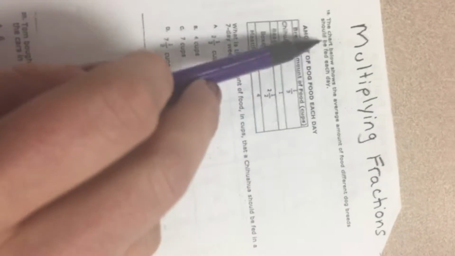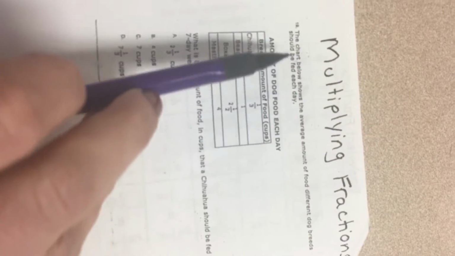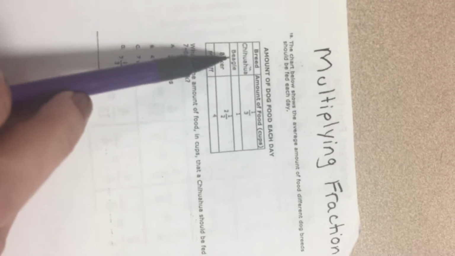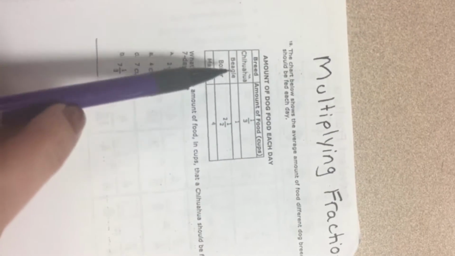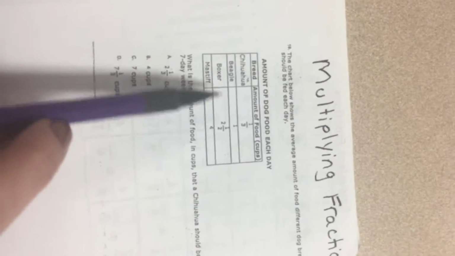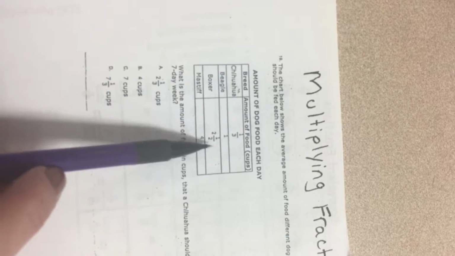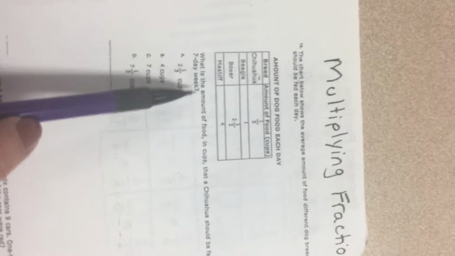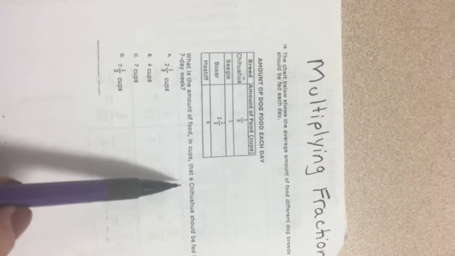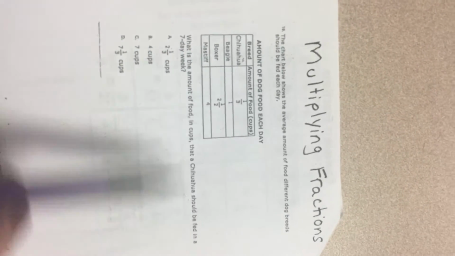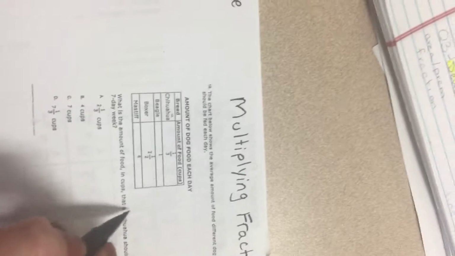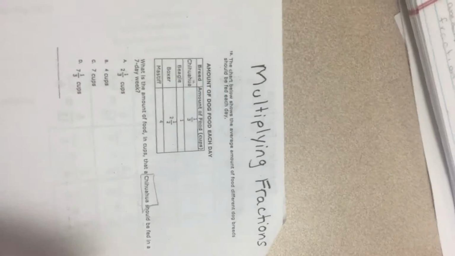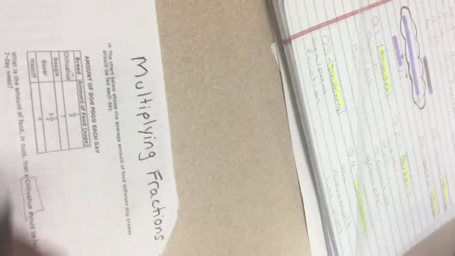The chart shows the average amount of food the different dog breeds should be fed each day. We have Chihuahuas should eat 1/3 of a cup, Beagles 1 whole cup, Boxers 2 1/2 cups, and a Mastiff 4 cups. What amount of food in cups that a Chihuahua should be fed in a 7-day week? So we're only looking at a Chihuahua.